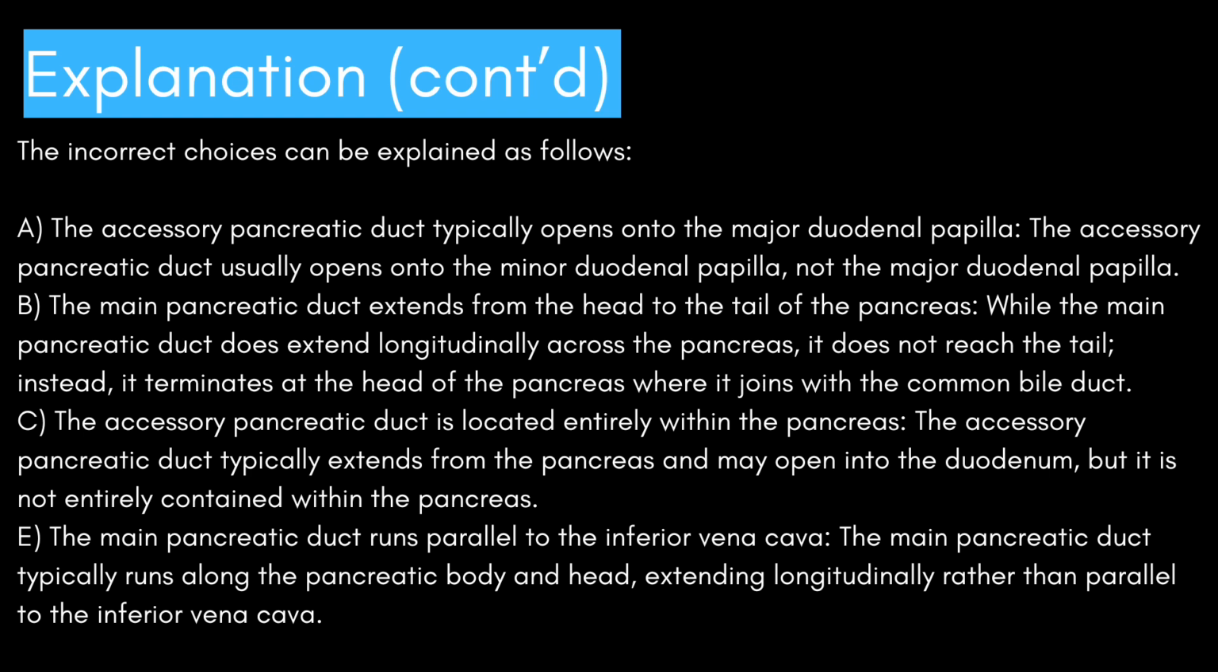E. The main pancreatic duct runs parallel to the inferior vena cava. The main pancreatic duct typically runs along the pancreatic body and head, extending longitudinally rather than parallel to the inferior vena cava.